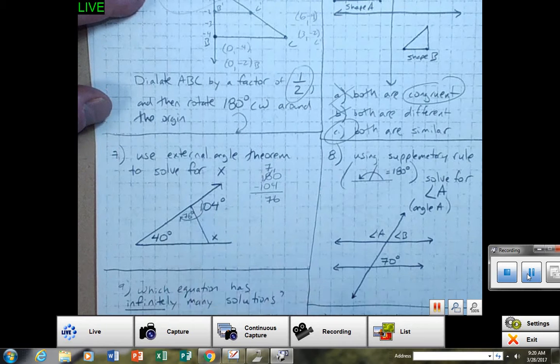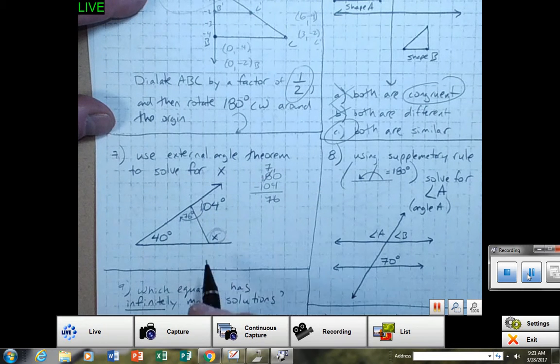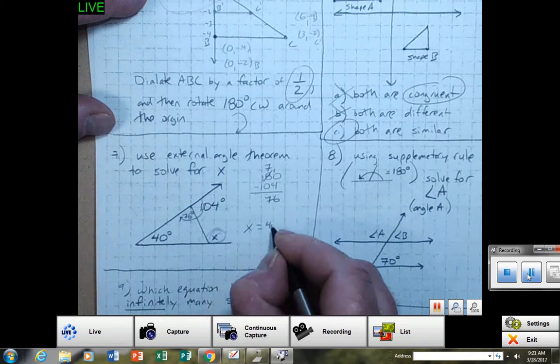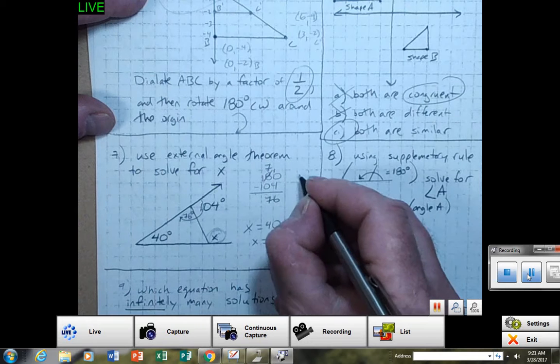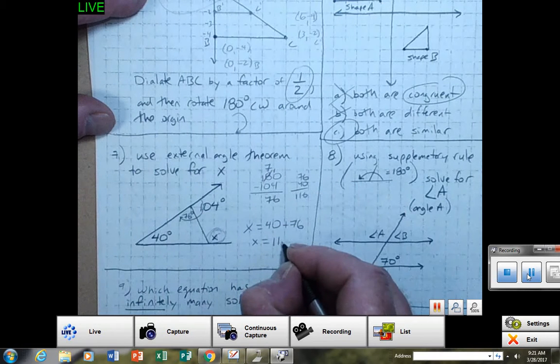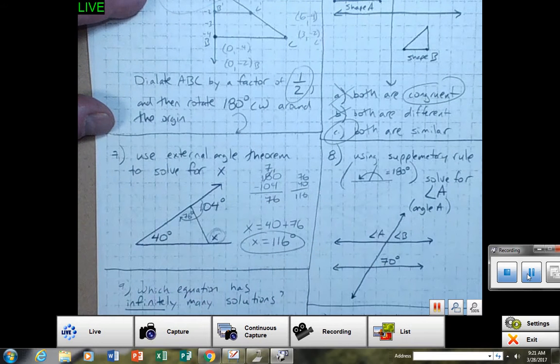So now all I have to do, this is called an external angle. This external angle is always made up of adding these two inside. Not this one right here. This angle is formed by adding these two up. So to find x, I just take 40 plus 76, and that gives me, if I do my arithmetic correct, 116, I believe, for x.